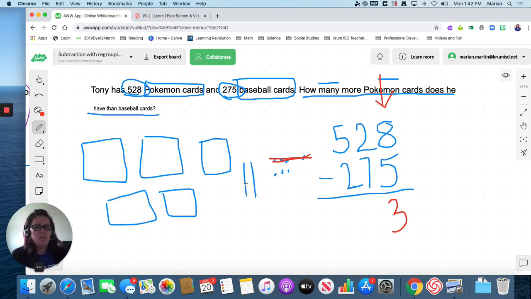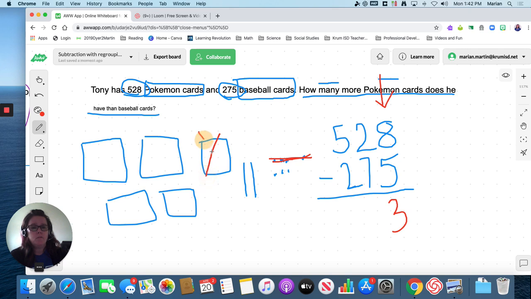We have 2 10s here, but we need to take 7 away. Can we take 7 out of the tens place right now? We cannot. So this time we have to regroup in the hundreds place. How many groups of 10 does it take to make one of these hundreds? It takes 10. 10 tens equals 100. So this time I'm going to regroup 100.